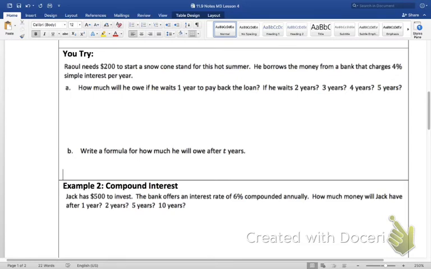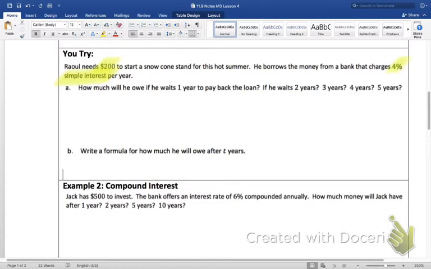So now there is a you try problem for you to try. It says Raul needs $200 to start a new snow cone stand for this hot summer. He borrows the amount of money from a bank that charges 4% simple interest per year. How much money will he owe if he waits a year to pay back the loan, 2 years, 3 years, 4 years, 5 years?